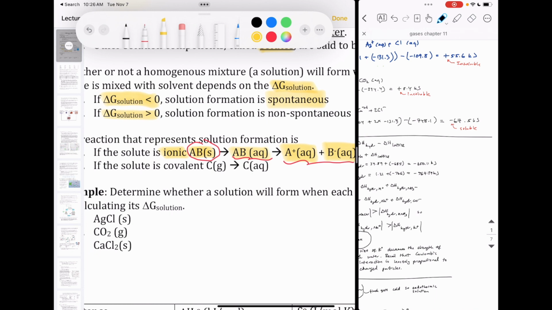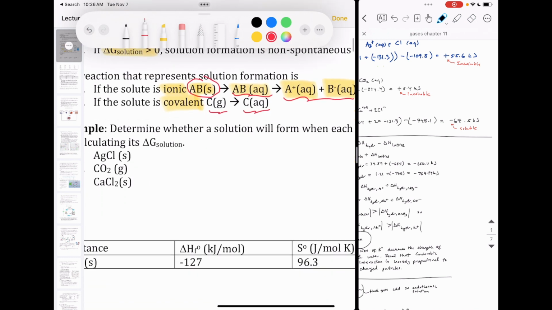If your solute is covalent, then you just have your solute in whatever original state it exists in. Could be liquid, could be solid, could be gas, and then it goes into an aqueous phase because covalent solutes don't break apart into ions.